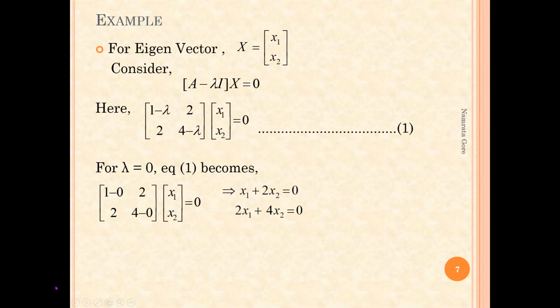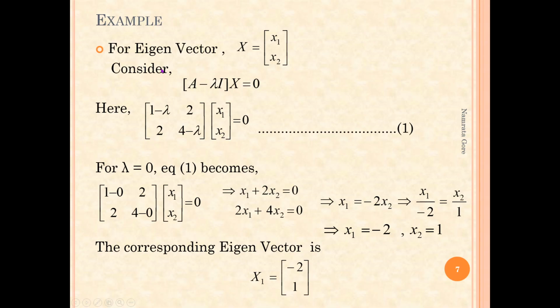If you observe carefully, both the equations are one and the same, that is x1 plus 2x2 equal to 0, solving which we get x1 as minus 2x2, and we arrange it in the form of ratios, x1 upon minus 2 equal to x2 upon 1. Now this ratio will hold true if x1 equal to minus 2 and x2 equal to 1, and hence we get the eigenvector corresponding to the eigenvalue lambda equal to 0 as [minus 2, 1]. This is our first eigenvector X1.